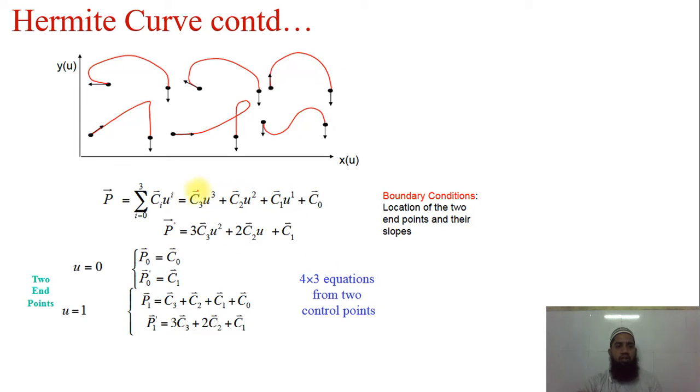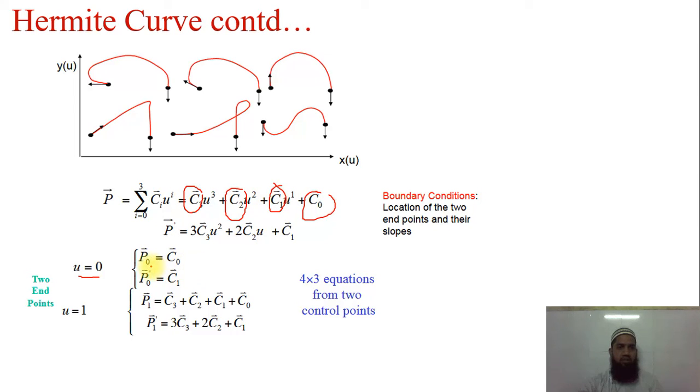Now, by using the boundary conditions, we need to find the values of C3, C2, C1 and C0. We have this equation first. Now I put the value of u equal to 0. Once I put u equal to 0, this will be 0, this is also 0, this will be 0, this 0, this also 0. Only C0 will remain.